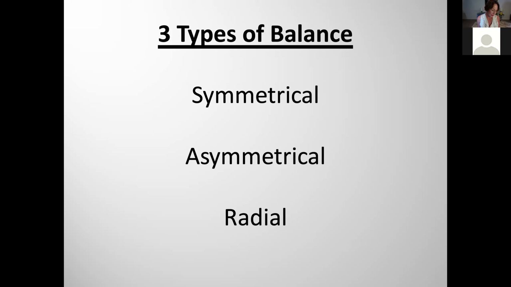So there are 3 types of balance: symmetrical, asymmetrical, and radial. Symmetrical balance gives everything a bit more of a formal appearance. 2 sides of a room mirror each other with like objects. Rooms featuring this type of balance can give you a feeling of order, calmness, and stillness in the space. Let's look at a few room designs that feature symmetrical balance.